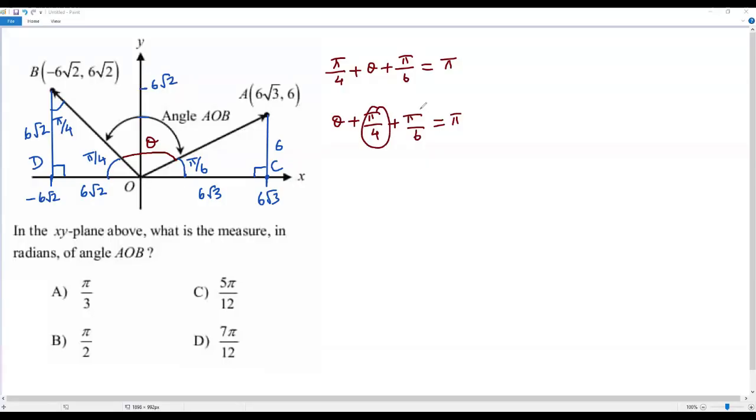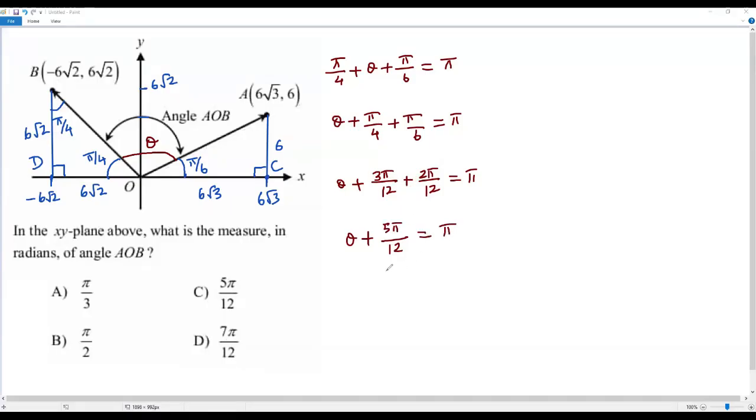Now to add these two fractions, we need to get the same denominator. For that, we have to get the least common denominator of 4 and 6, that is 12. So we multiply the numerator and denominator over here by 3. Then I'm getting 3 pi over 12. And here I have to multiply the numerator and denominator by 2. Then I'm getting 2 pi over 12, equals pi. Now I get the same denominator for both fractions. We can take 12 as a common denominator. We have to add the numerators 3 pi plus 2 pi. When I do so, I am getting theta plus 5 pi over 12 equals pi.